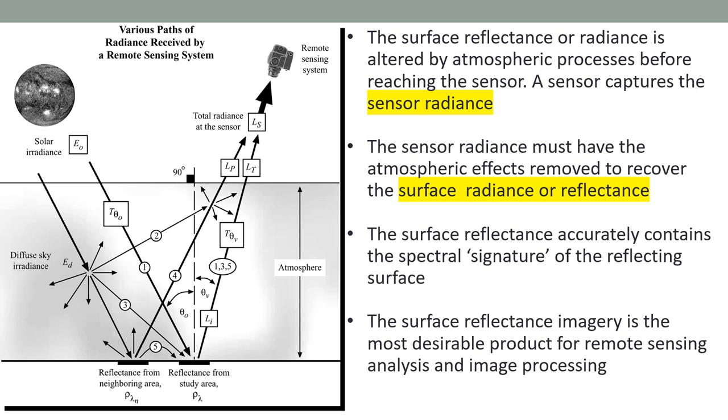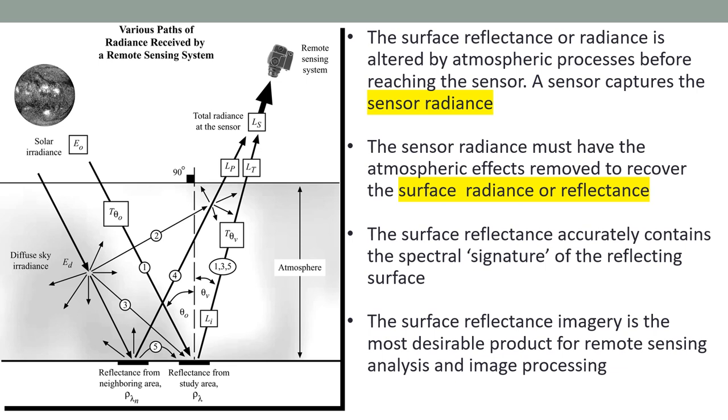So you have the surface radiance or the surface reflection, which once again works its way back up through the atmosphere to the sensor. And as the surface radiance or the surface reflectance is working its way up through the atmosphere, more information is lost due to absorption and scattering processes. And the information that is captured is the sensor radiance or the top of atmosphere reflectance, one or the other. Both of these two terms mean the same thing.